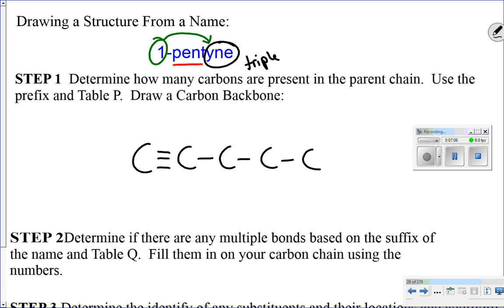When you have multiple bonds, you have to be careful when adding your H's. Currently, I have 1, 2, 3 bonds to my first carbon. I only have room for 1 more H. On my second carbon, I have 1, 2, 3, 4 bonds already. I don't even have room for any hydrogens here. Then it goes back to normal. 1, 2, 3, 4.